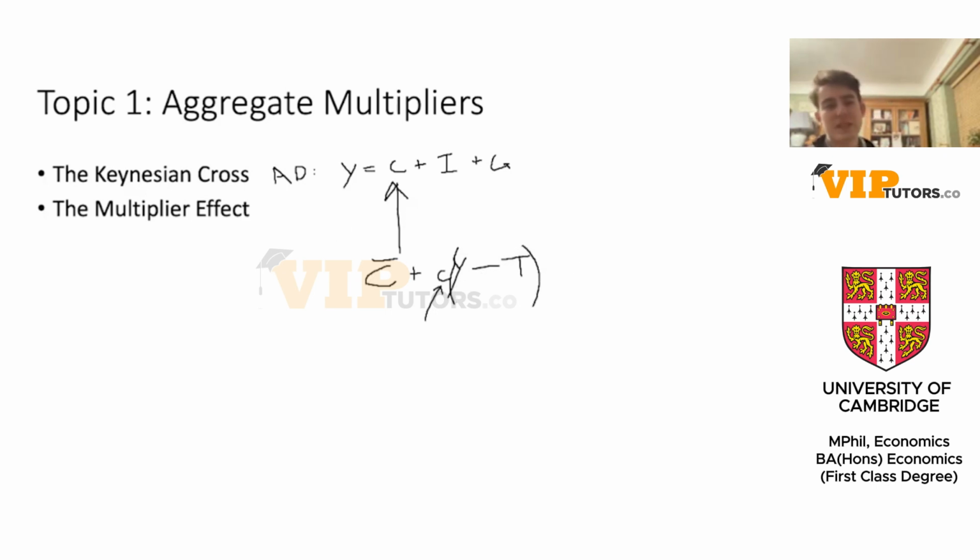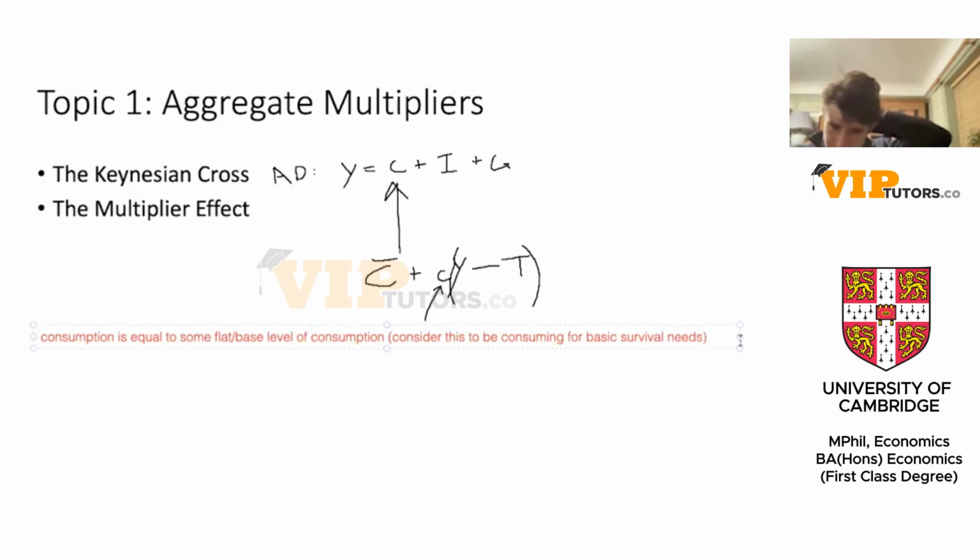Just to be clear, what this is saying, in words, is that consumption is equal to some flat base level of consumption. Consider this to be consuming for basic survival needs, for example shelter and heating for your house. Otherwise you'd be in trouble. So consumption is equal to that.